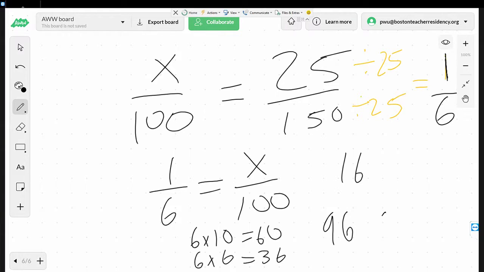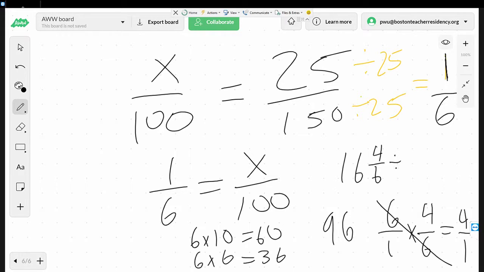But we still have 4 more to go until we get to 100. So we're going to have to look for what we can multiply 6 by to get 4. Now that's not going to be a whole number, so we're going to write it as a fraction. 6 over 1 times something equals 4 wholes. Well, what we're going to have to do is multiply by 4/6. 6 wholes times 4/6, we can cross cancel, is going to end up giving us 4. So our answer is 16 and 4/6.